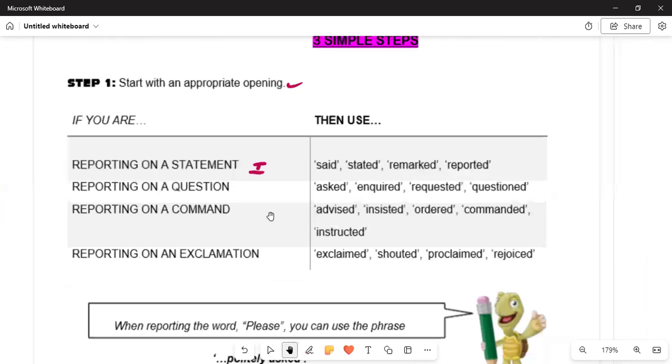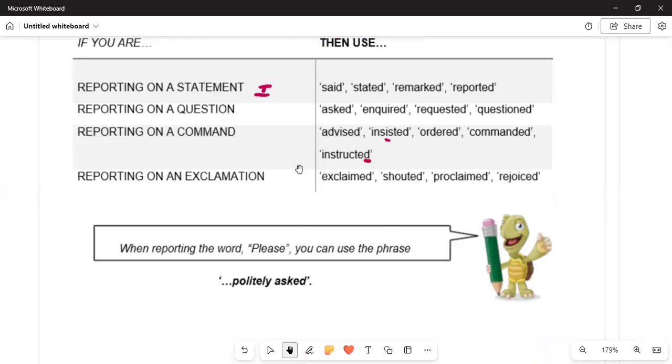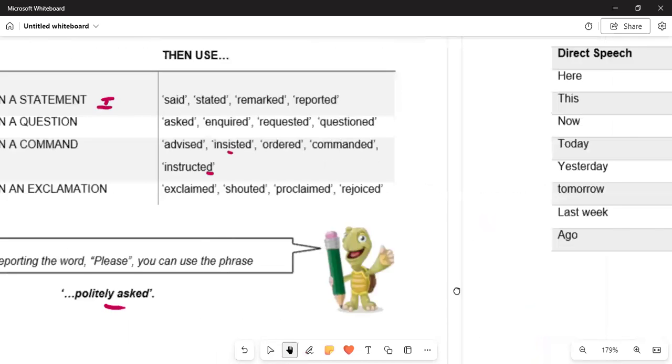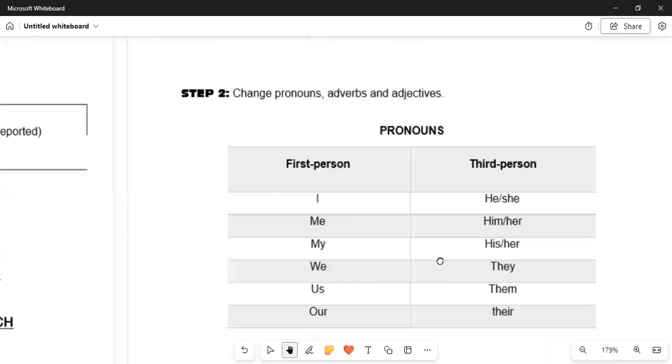Reporting on a question, you can use the words asked, inquired, requested, questioned. And then for a reporting command: advised, instructed, ordered. And then reporting on an exclamation: rejoiced. So those are the other aspects that we can see. When reporting the word please, you can use phrases, for example, politely said, politely asked.